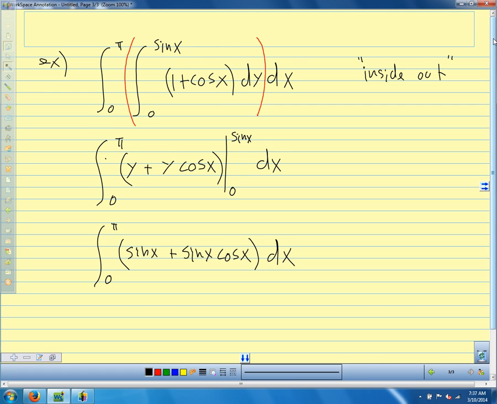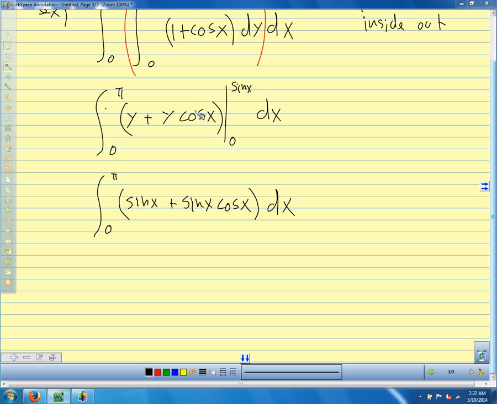And now I'm integrating with respect to x. My inside integral gave me a function of x. Now I can evaluate this integral with respect to x. And this one, hopefully, should be easy. What is it? So what does this integral evaluate to? Sine x dx, integral sine x dx.